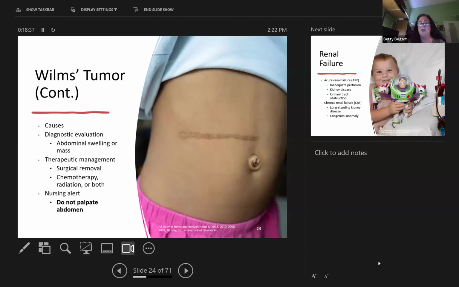So again, they actually do very well. I had a little boy from Haiti who came who had a Wilms tumor, and I found the tumor, and he did very, very well. I followed him closely.